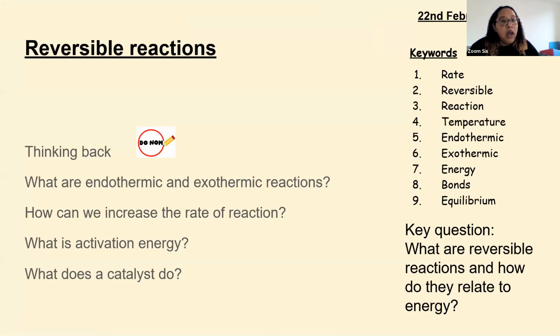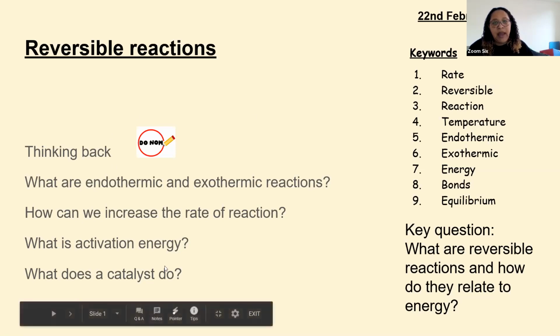There we go. Right, so we're going to look a little bit then at reversible reactions. Now, we've been looking at the factors that affect the rate of reaction. So having a little think back, while I go through the keywords and roughly what we're going to do, you can have a think about what are endothermic and exothermic reactions. So that's thinking way back to the end of year 9. So just before half term, how we can increase the rate of reaction, what activation energy is, and what a catalyst does, okay?